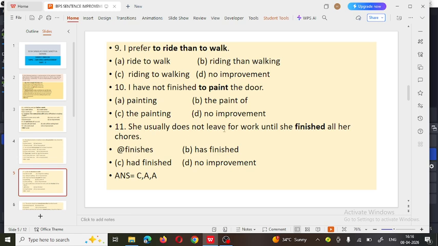She usually does not leave for work until she finishes all her chores. Has finished is present perfect tense. Had finished is past perfect tense. And here we need to use simple present tense. And that's why option A is correct here.